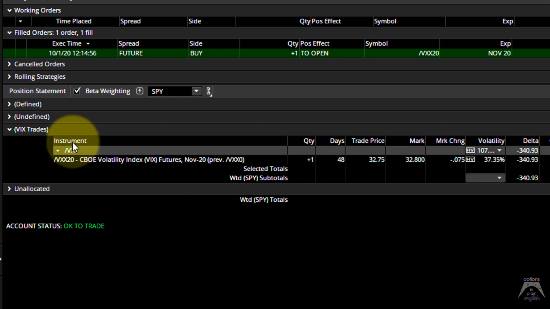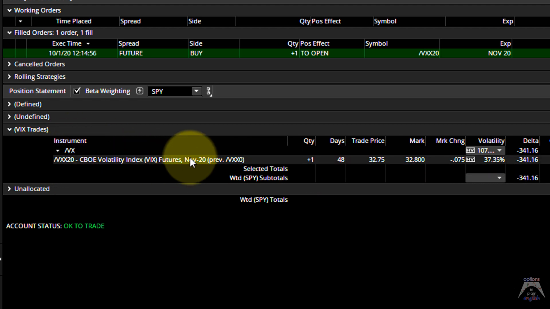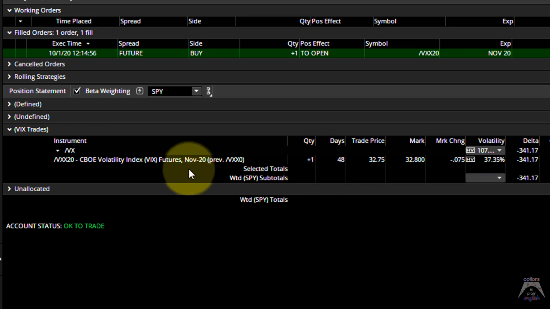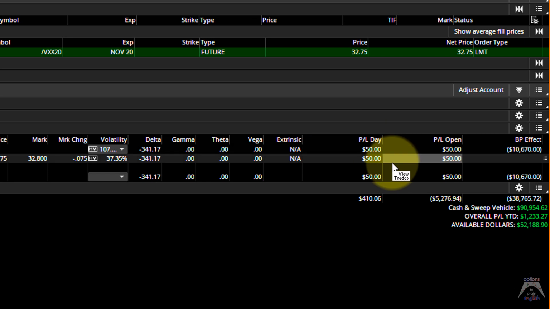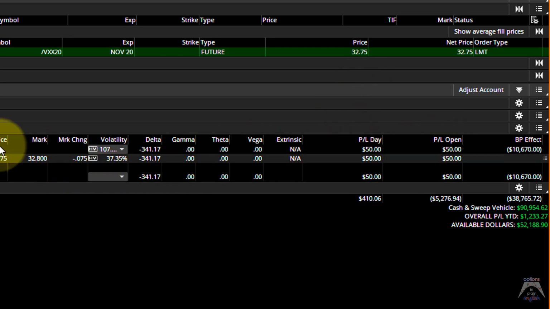So this is how you can trade the volatility futures, the VIX future. Okay, this is how the futures contract could be traded. In this case, I bought it, so I'm long this future. You can see how it's reflected in the P&L per day and P&L open, etc.